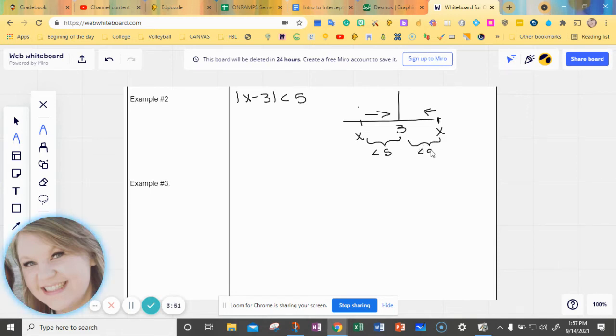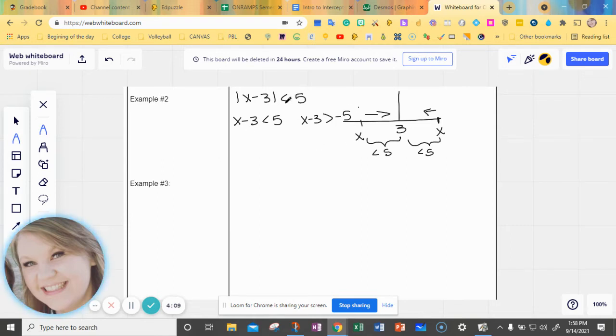So I need to be able to represent that I need to go in both directions. So first, x minus 3 is less than 5. But I can also say that x minus 3 has to be greater than negative 5.